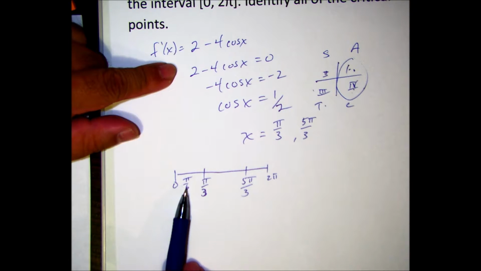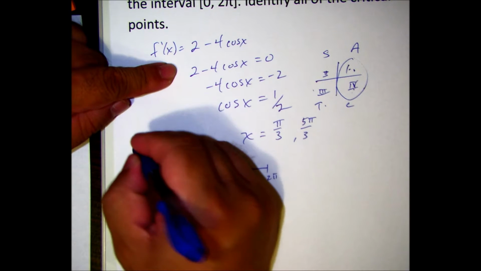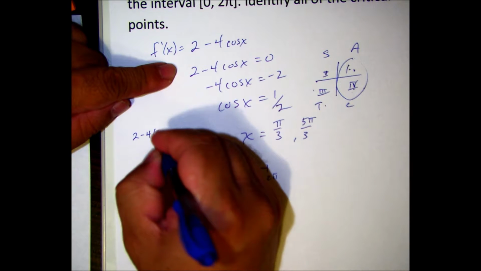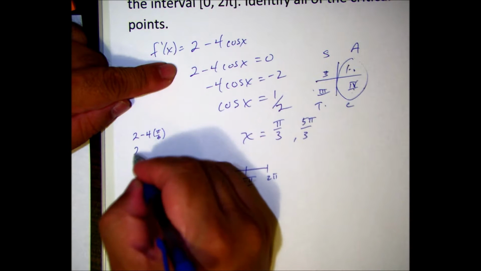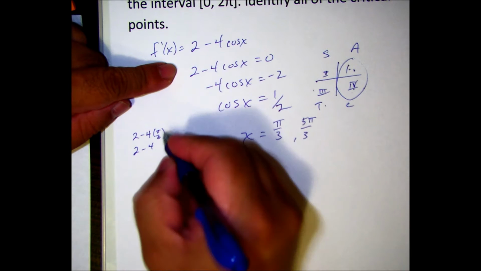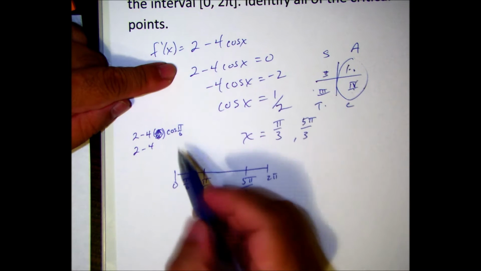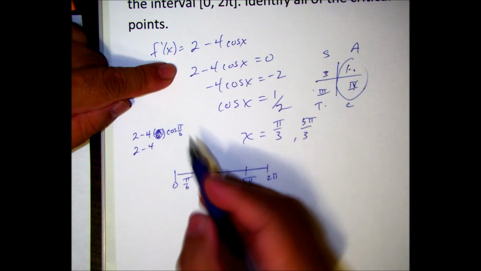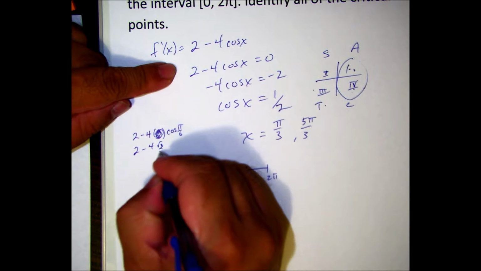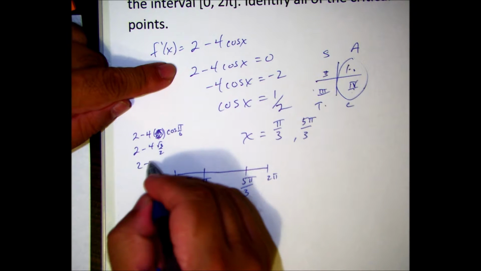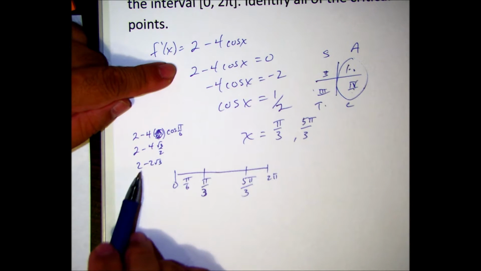So we plug in pi over 6 into 2 minus 4 cosine x. What do you get? That's going to be 2 minus 4 times pi over 6. Oops, that's not right. It's cosine of pi over 6, not just pi over 6. Alright, cosine of pi over 6 is root 3 over 2. So the 2's cancel, so 2 minus 2 root 3. Alright, so 2 root 3 is going to be a little bit bigger than 2, so it's going to be negative.